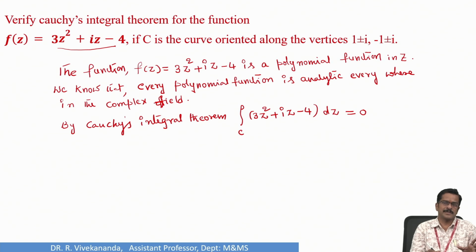Explain the region, explain that the given function is a polynomial function, so it becomes analytic everywhere in the complex field. Therefore, write down Cauchy's integral theorem statement. As per the statement, its integration is going to be 0. Like that you elaborate it.